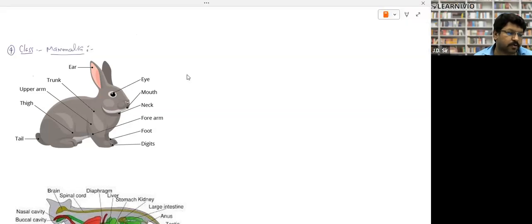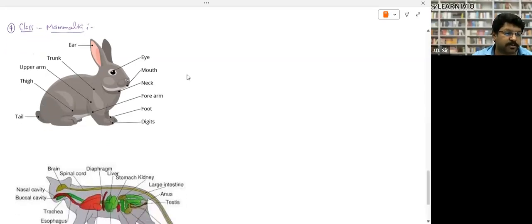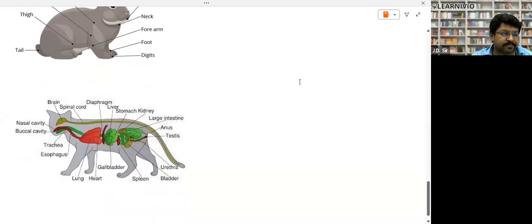And look, here are present eyes, mouth, neck, forearm, foot, digits, meaning fingers. They have 5 digits, so we can say they have the pentadactyl limb. Trunk is there, upper arm, thighs, the tail is present, though it's not present in every member. This is the spinal cord and the brain. You know that the spinal cord is connected with the brain because all the nerves run through it. It runs from the head to the tail.